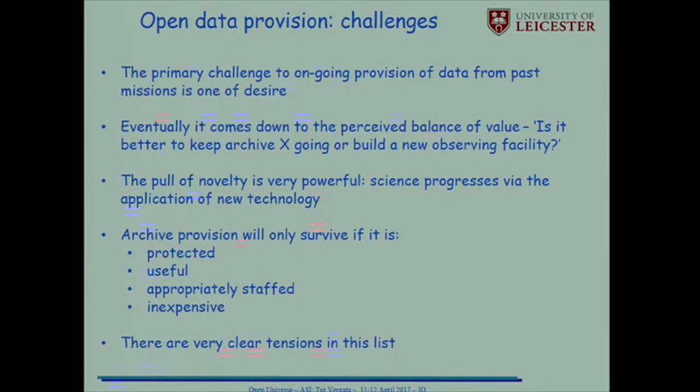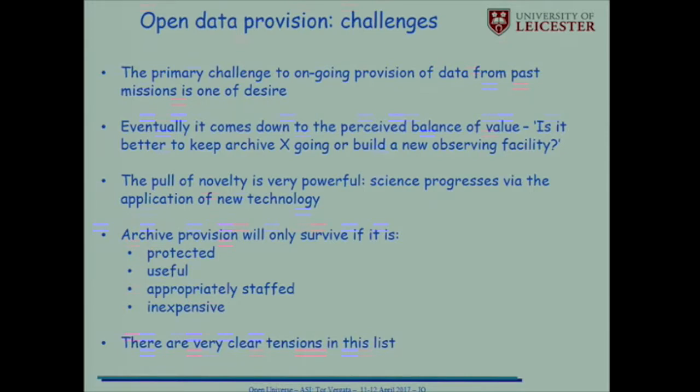So archive provision can only really survive if it's somehow protected. Of course, it has to be useful. It has to be appropriately staffed, because just putting stuff on the web is the route to death. And it has to be relatively inexpensive, because it's going to last a long time. And it's worth noting that there are some tensions in that list. If it's protected, then it's not subjected to scientific scrutiny. So how do you know it's useful? You've got to get that balance right somehow.